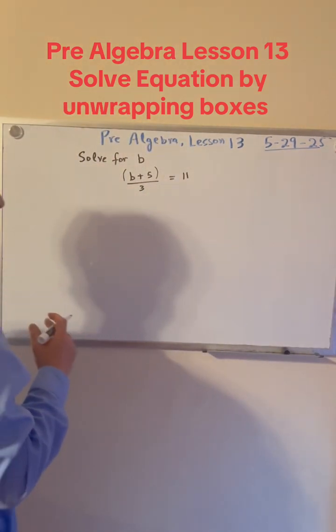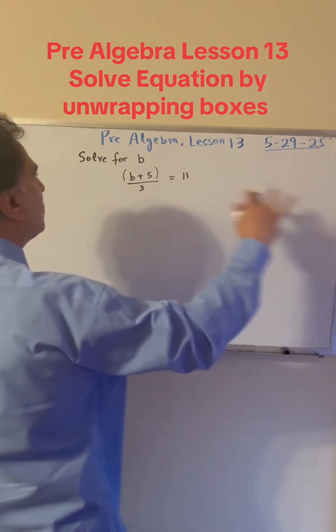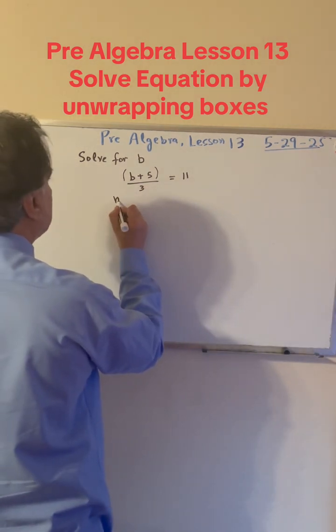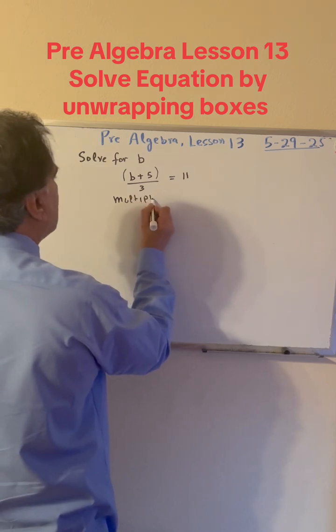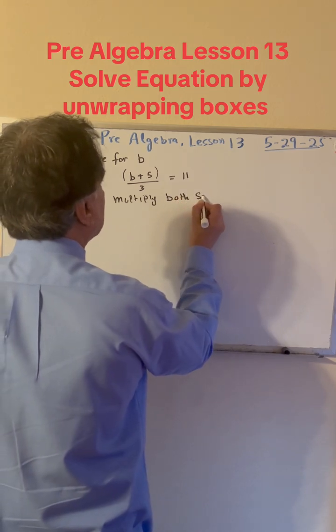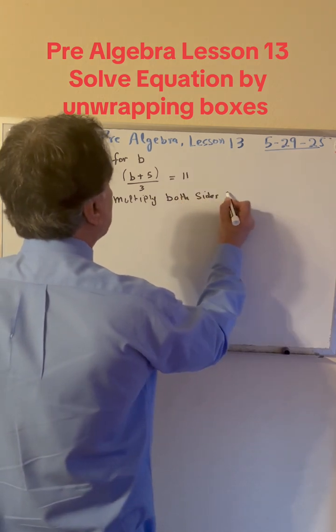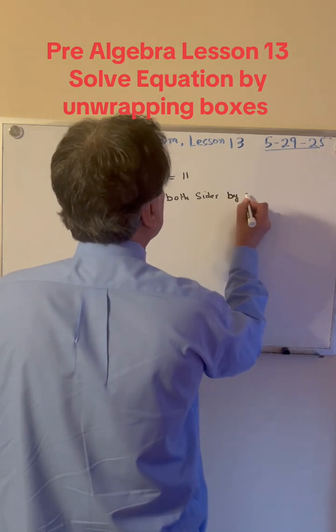So what we do is we say, okay, our first step should be to multiply both sides by 3. So I'm going to write this down on the board. Multiply both sides of the equation by 3 in order to isolate b.